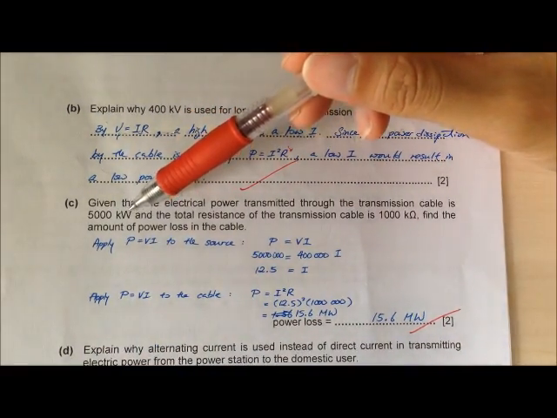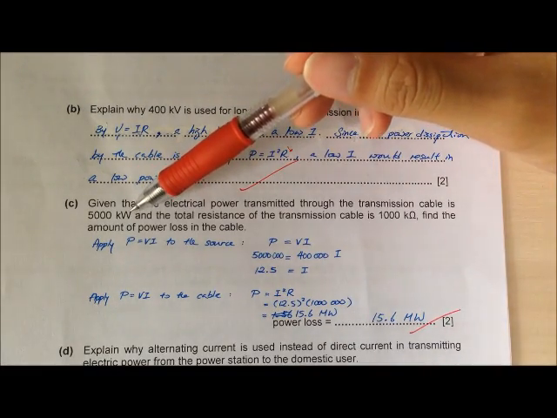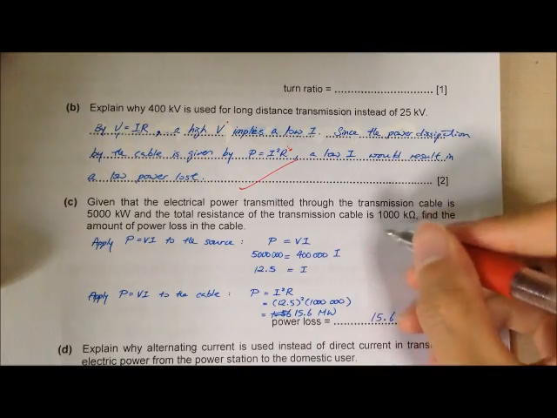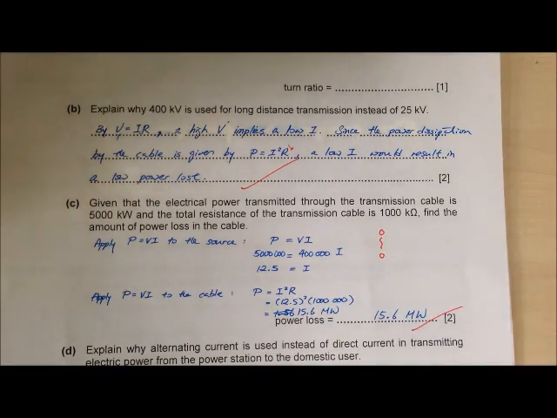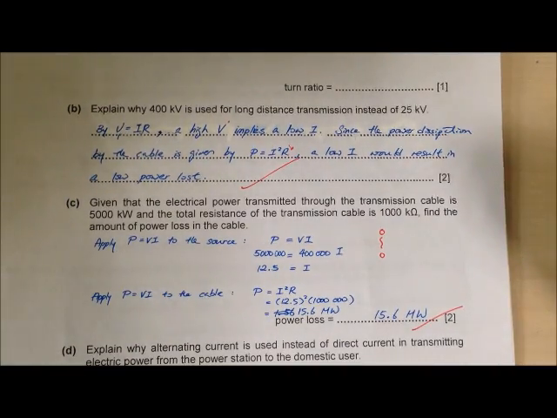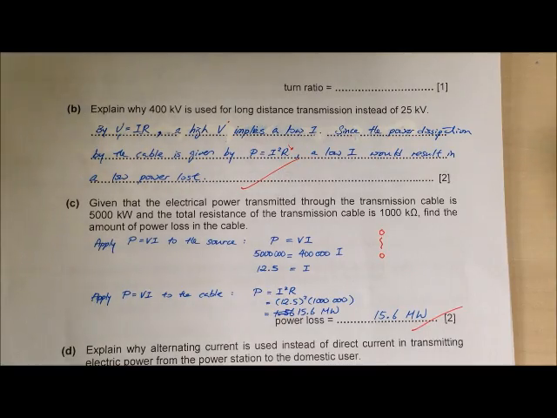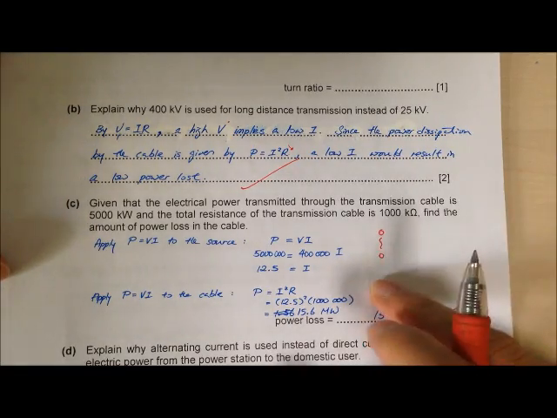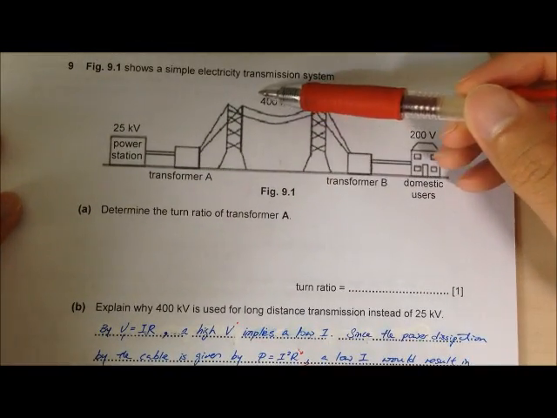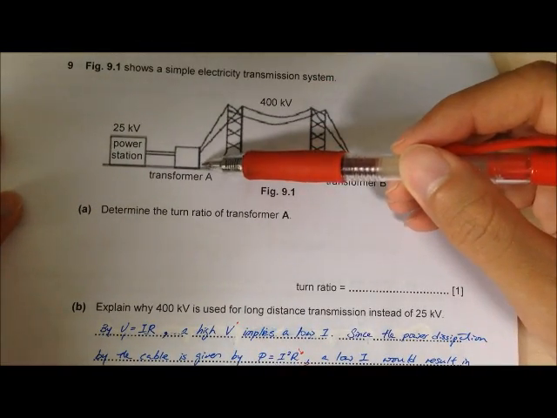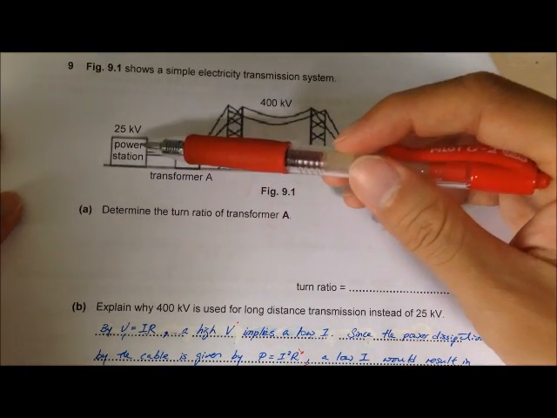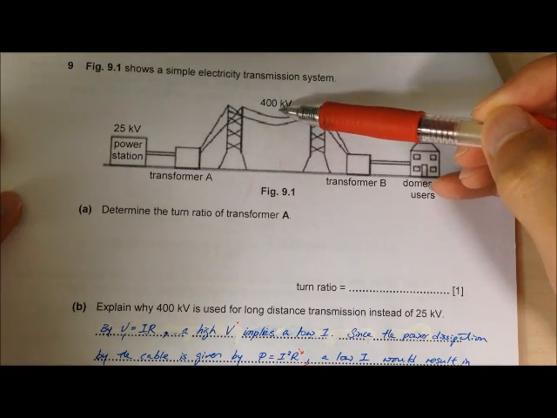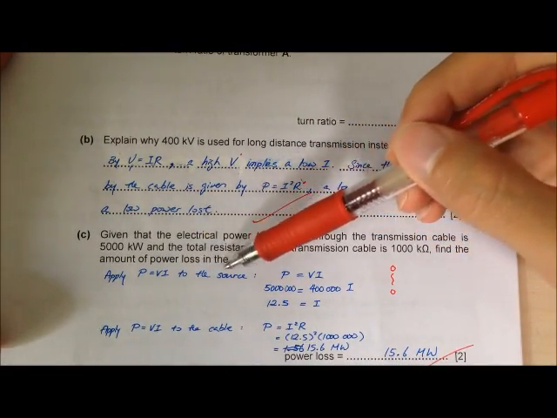So this 5000 kilovolt is actually your power supply. So in your power station there will be, of course, a generator. So down here the question didn't tell you what the voltage is, but this question is actually focusing on this part, when your transformer has already changed it into 400 kilovolt. So down here, yes, it is at 25 kilovolt, it is the supply, but after the transformer, it actually changes to 400 kilovolt. So what happened is that you apply P equals VI to the source.